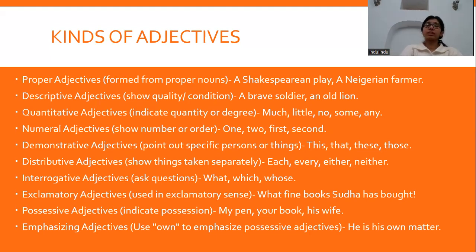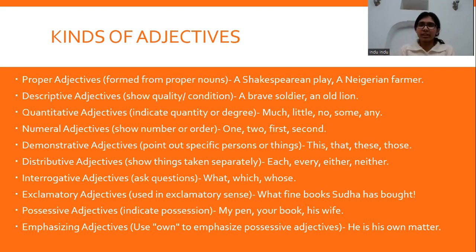Then we have demonstrative adjectives that point out specific persons or things. For example, this man is a coward. It specifies that this man, here we are demonstrating which, so it's talking about a specific person or a thing, right? These apples taste great. These apples are delicious. So we're talking about these apples. So these is a demonstrative adjective here. Then we have distributive adjectives that show things taken separately, each, every, either, neither, right?